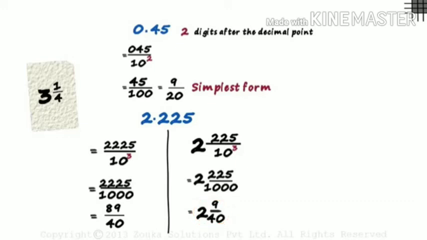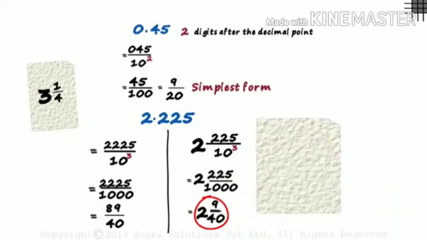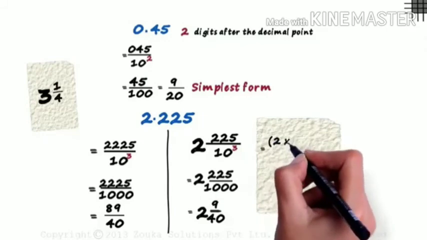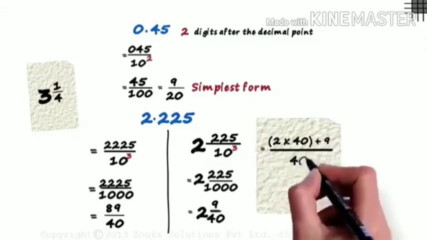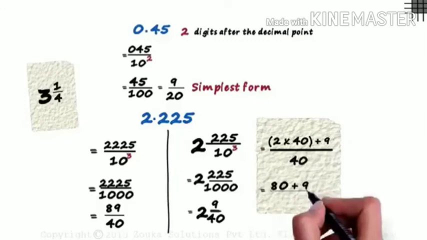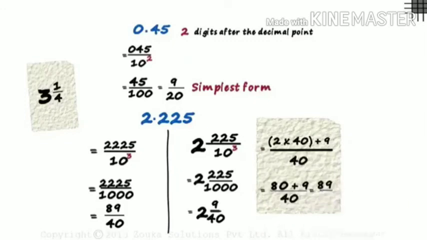Just to check your answer, it's always recommended that you convert this into a normal fraction and verify. This would equal 2 multiplied by 40 plus 9 by 40. That would equal 80 plus 9 by 40, which equals 89 by 40. Same as the answer we got earlier. While converting it into a mixed fraction, just remember that the number to the left of the decimal will be the whole part and the number to the right of the decimal will be the numerator of the fractional part. The denominator in both the cases is the same, 10 raised to the number of digits after the decimal place.